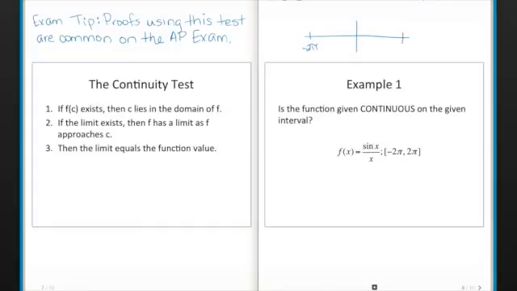Moving on to example 1, it's a function given, continuous on the given interval. And they give us f of x equals sine of x over x on the interval negative 2 pi to 2 pi. Now, go ahead and pause and take a moment and graph that picture. So hit pause now. All right, have you taken a moment to graph this? Most of you probably reached for your graphing calculator and got some kind of crazy picture like this.